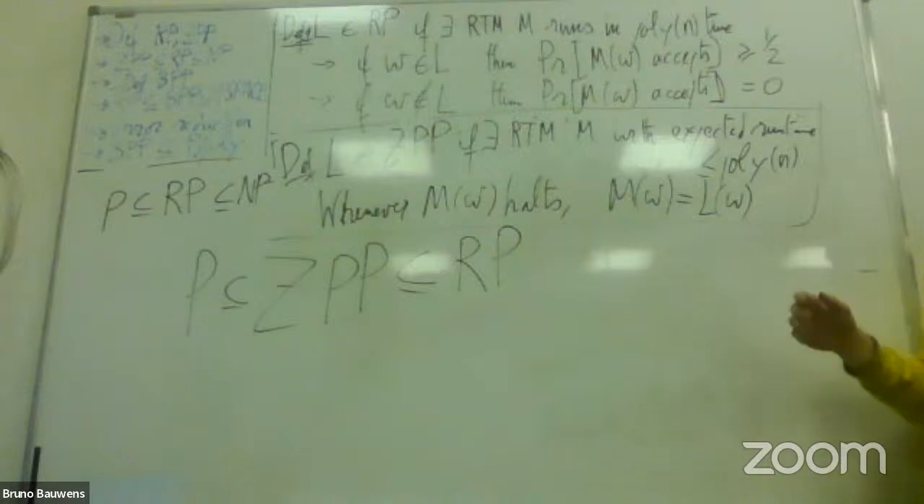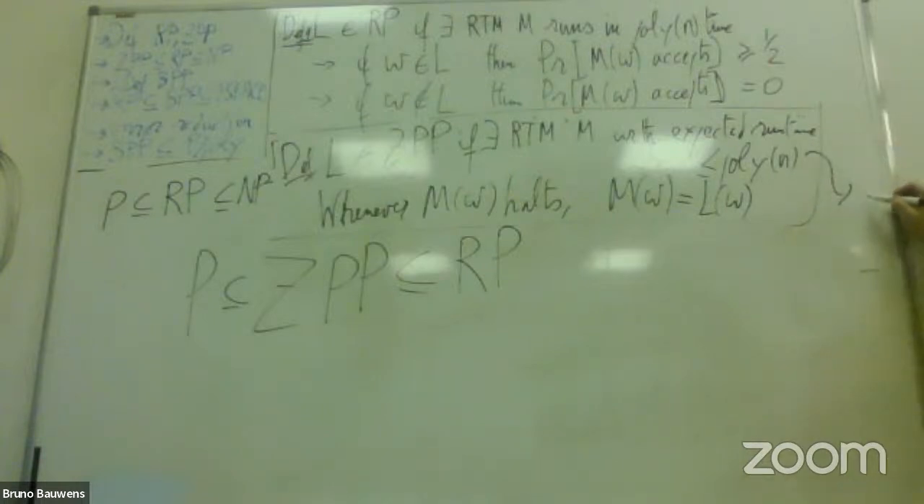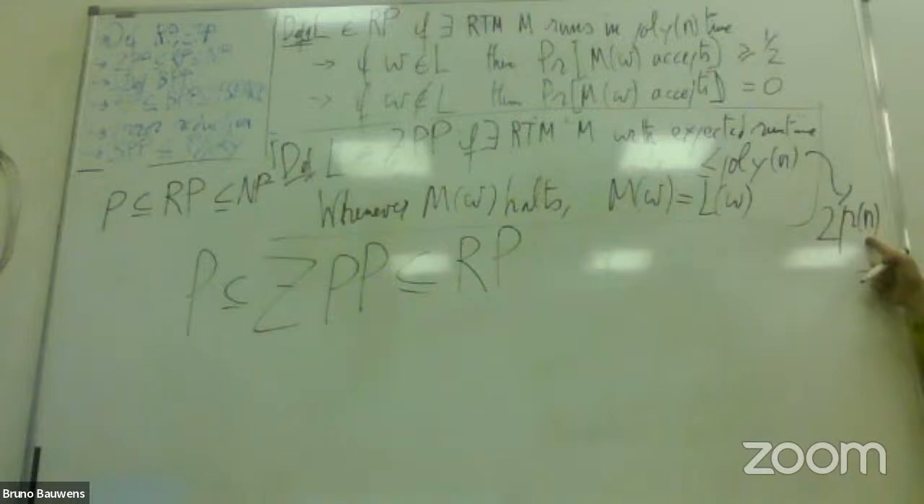And so when will we stop it? If the expected time is P of n, so we apply this definition, it's visible, yes. So this P of n is polynomial. If it runs for longer than 2 times this polynomial, 2 times its expected value, then we stop it and we say reject.